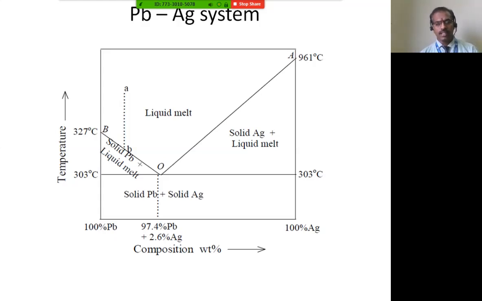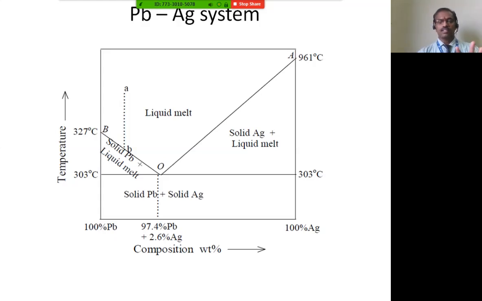What does this indicate? It is called the eutectic composition, 97.4% lead plus 2.6% silver. That particular mixture only is homogeneous. That means the initial solidification temperature is equal to the final solidification temperature, around 303 degrees Celsius. So only at that particular point is it called an alloy. Before that, on the left or right, we are not going to call it an alloy system.